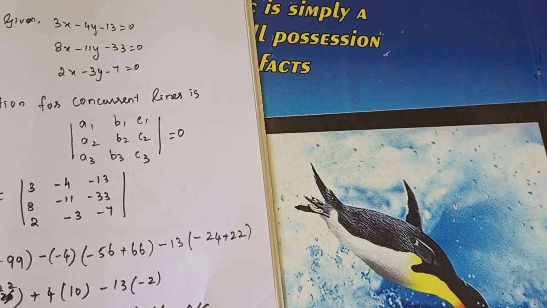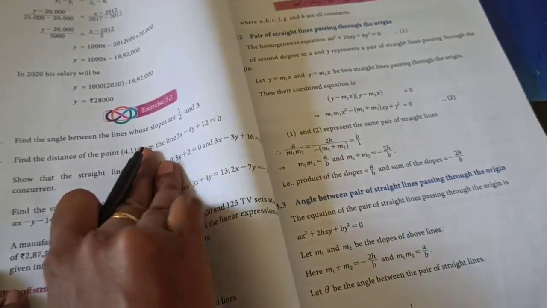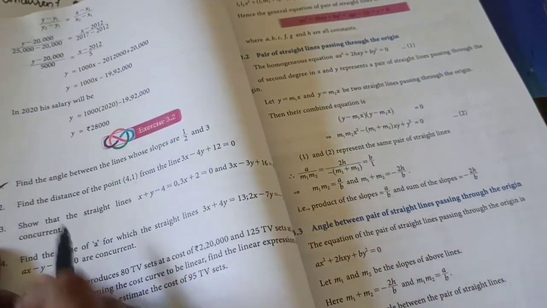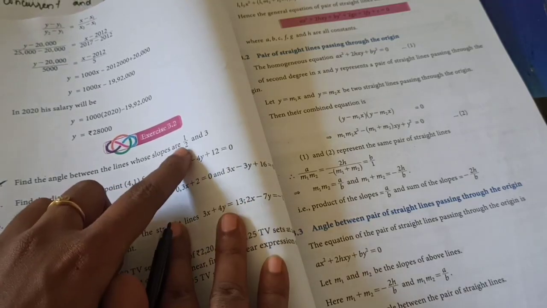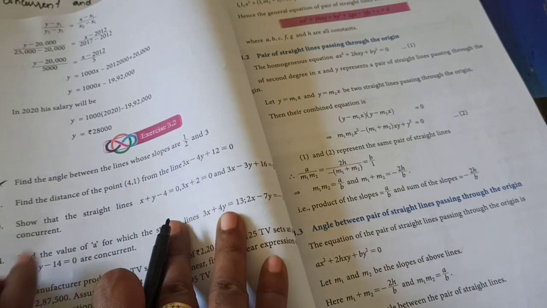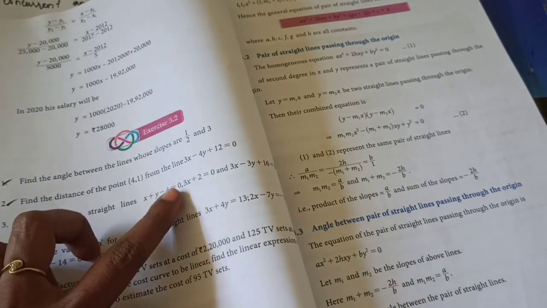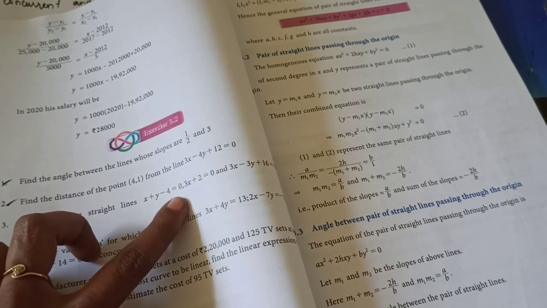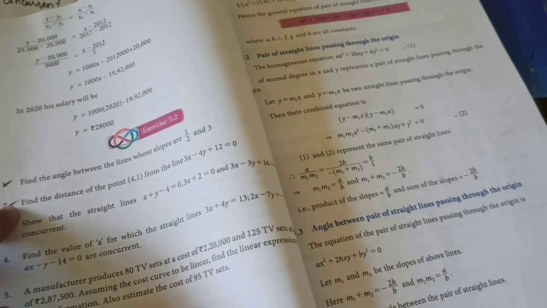Okay, so now all of you take down your book. I am giving the homework for you. Exercise 3.2. Problem number 1 is your homework. Find the angle between the lines. How will you do? This one is the m1 value, this one is the m2 value. Tan theta formula. Then find the distance of the point 4, 1 to the line. I taught you the formula from point to line. Distance formula: |Al plus Bm plus C| divided by root of A square plus B square. If you use that formula, you will get it.